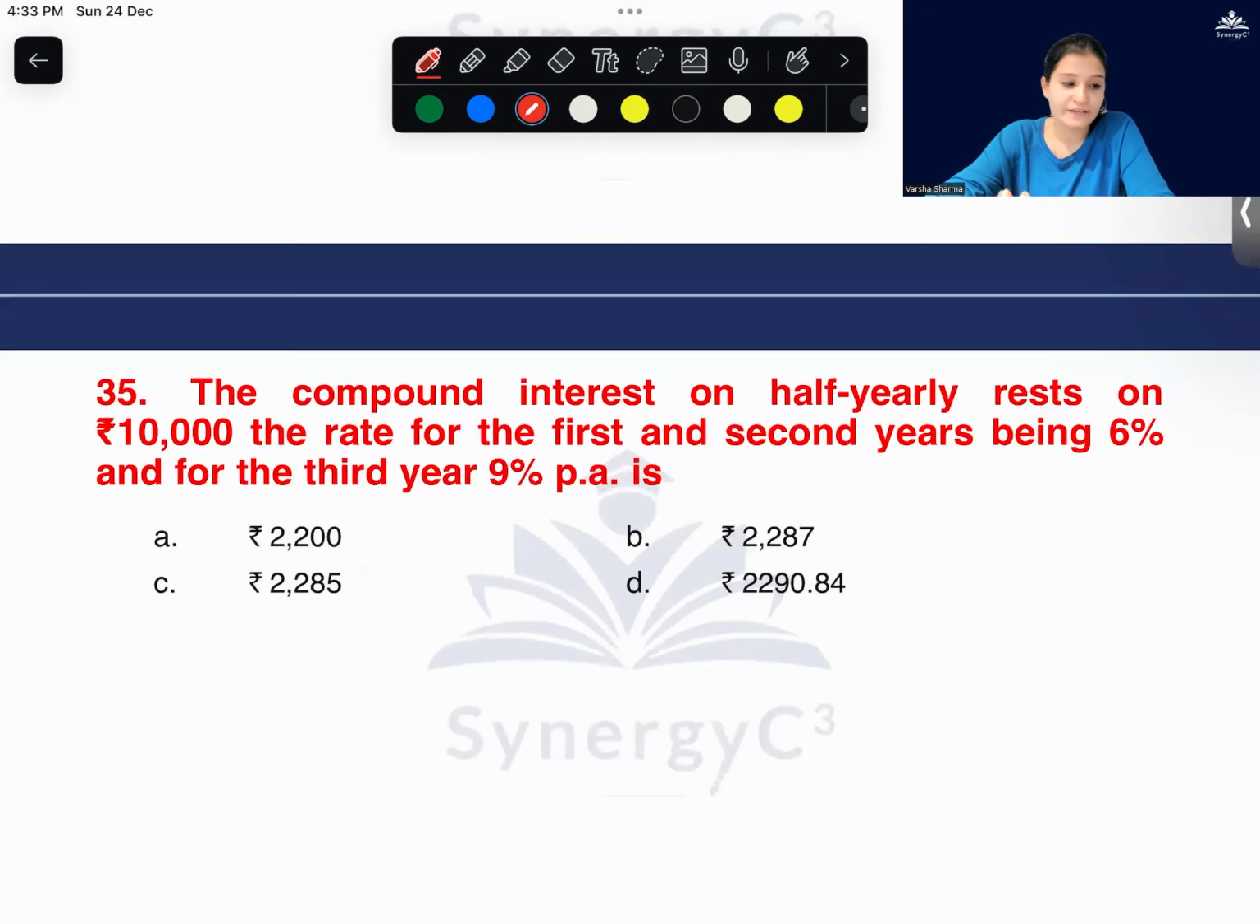Read the question very carefully. You're calculating the compound interest on that 10,000. So 10,000 will be how much? Principal.